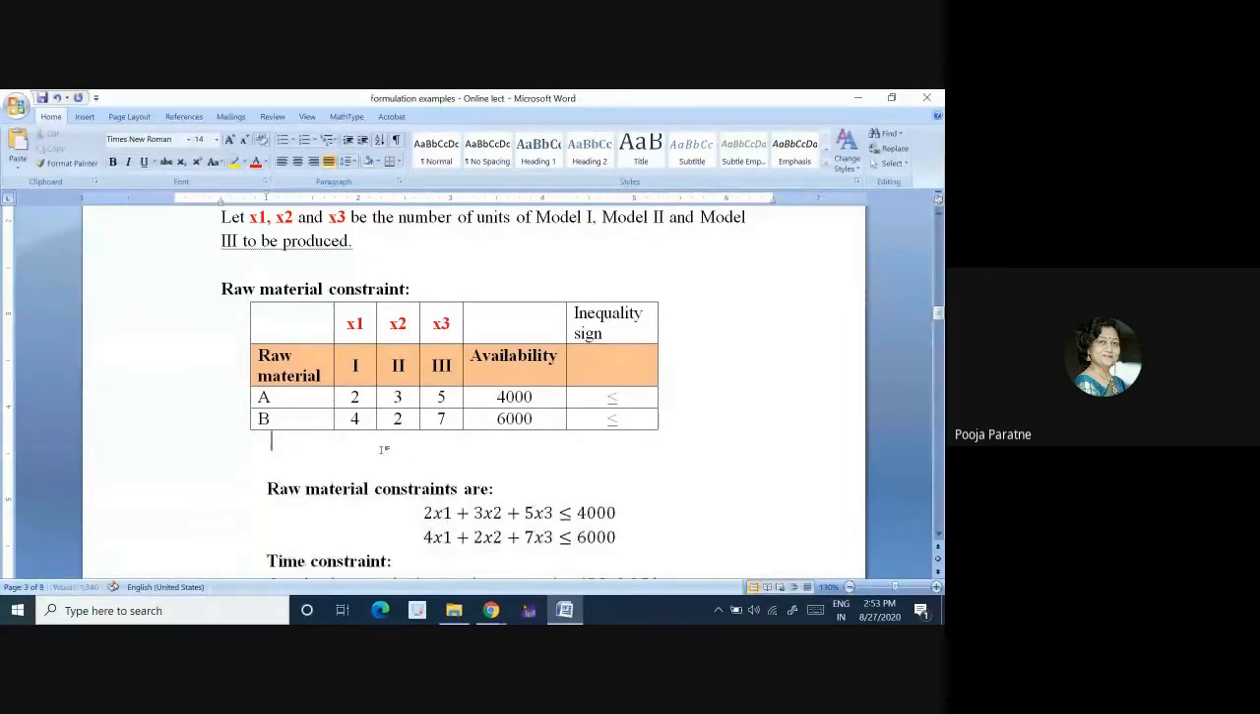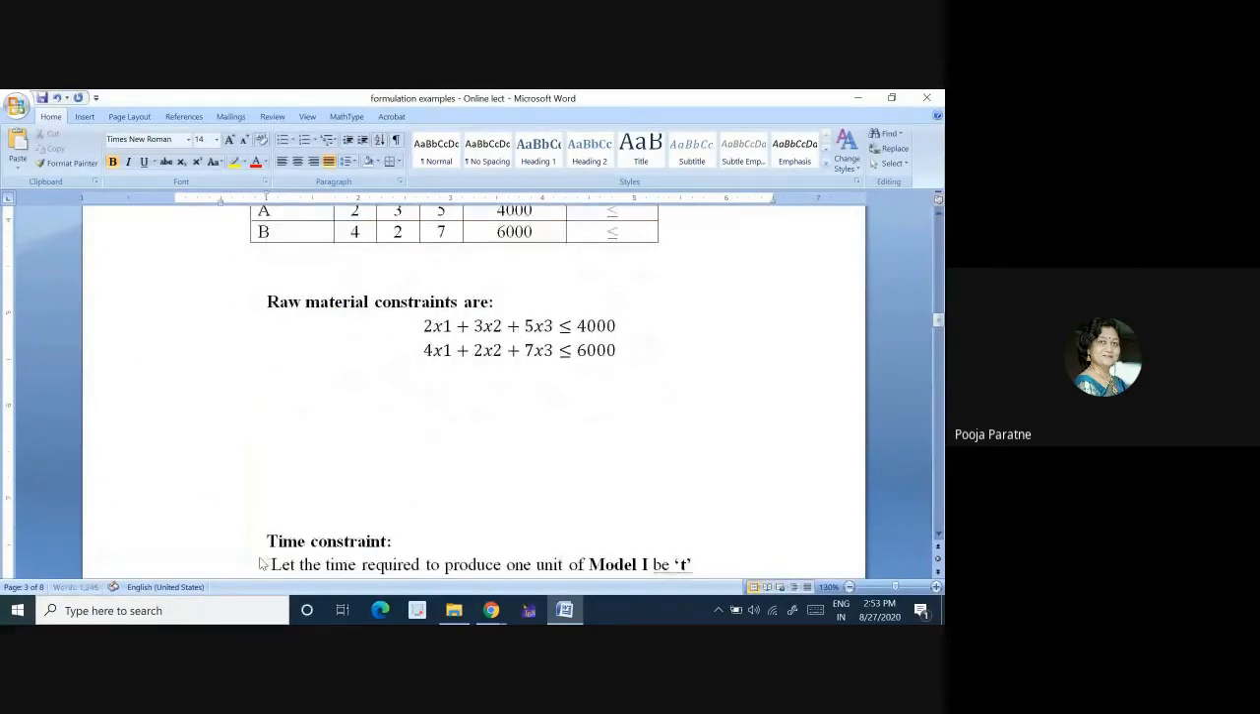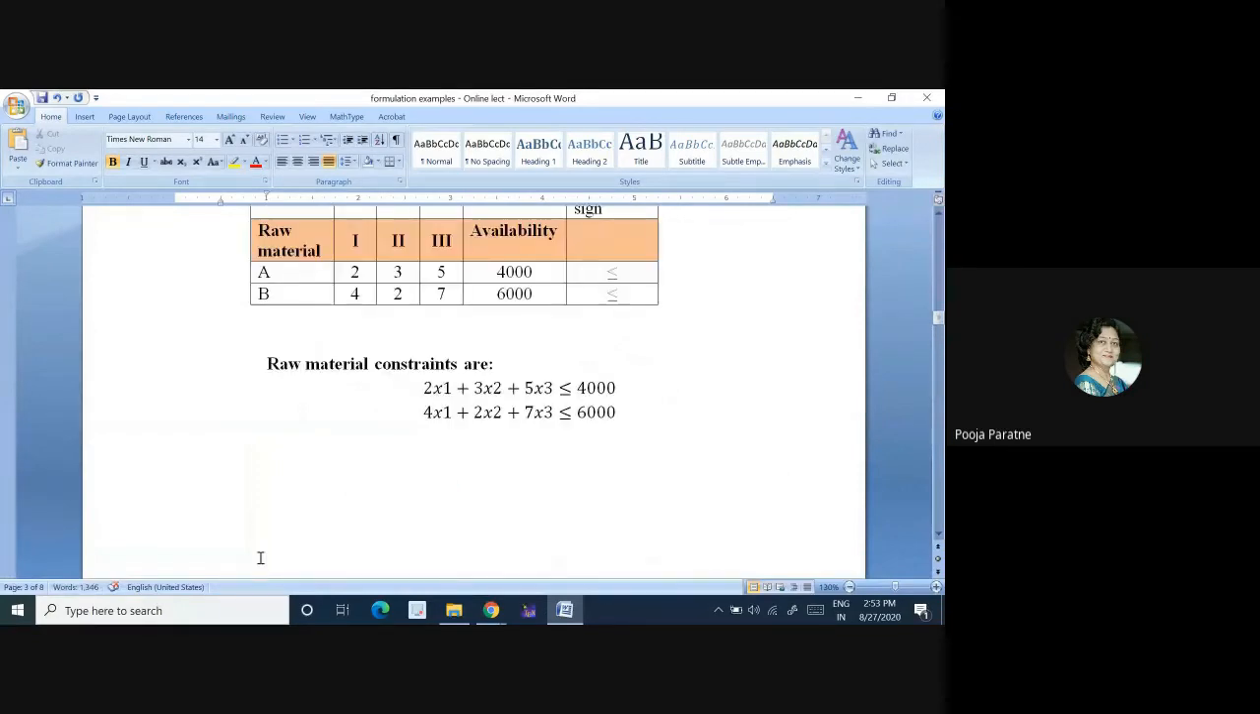In this way, you have to write down the names also, that is, what you are writing the constraints for, whether it is for time, raw material, labor, power or machines, that you have to mention if you can. It is not actually compulsory, but if you do it properly, then there will be no confusion.